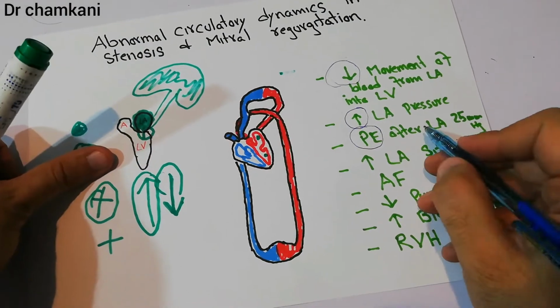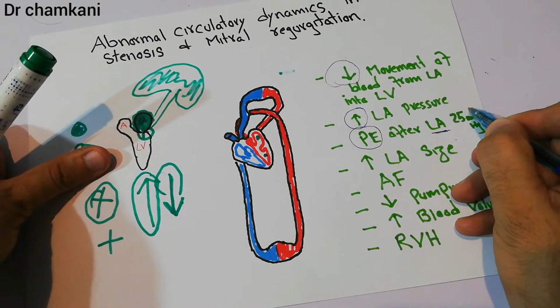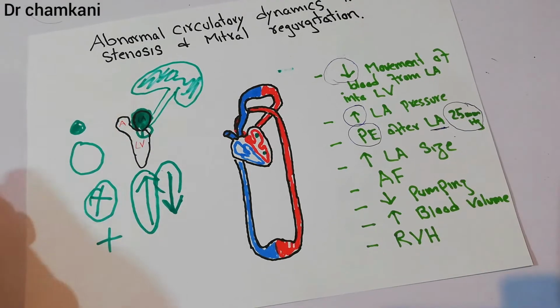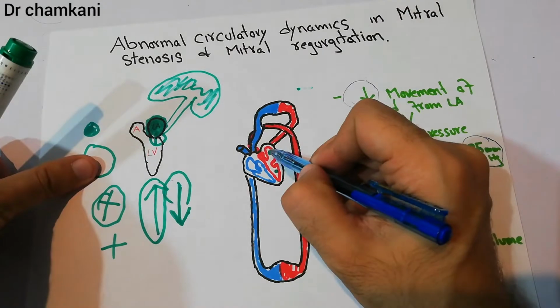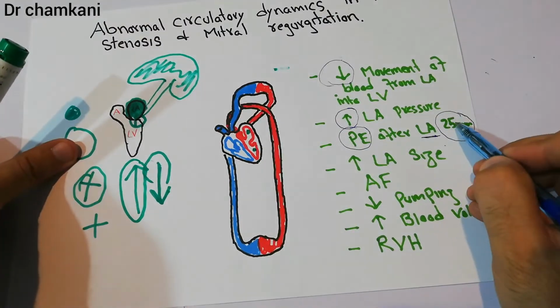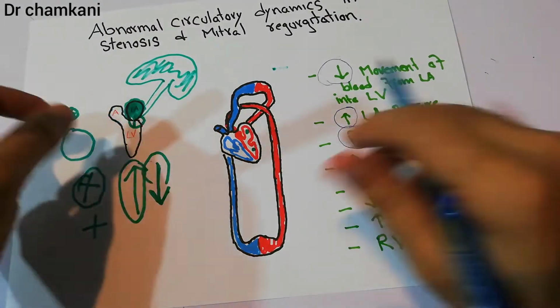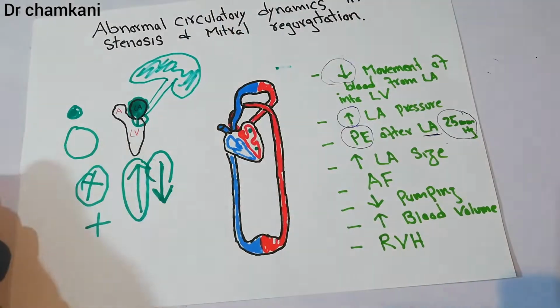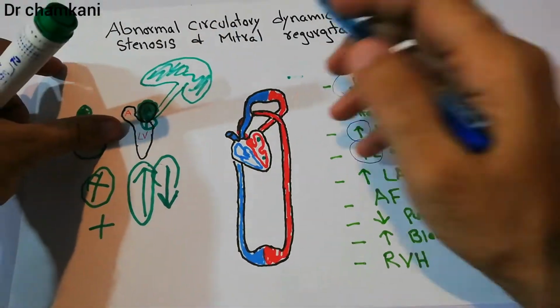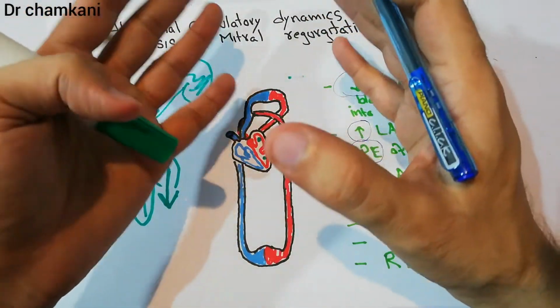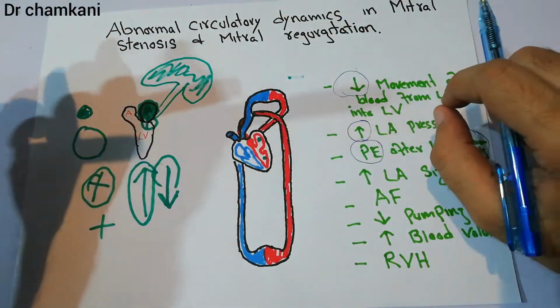Now pulmonary edema occurs only when pressure in the left atrium increases more than 25 millimeters of mercury. When the pressure in the left atrium goes beyond 25 to 40 millimeters of mercury, only then does pulmonary edema start to occur. And why does pulmonary edema occur? Pulmonary edema occurs due to edema in the lungs, or there is increased collection of fluid in the lungs.